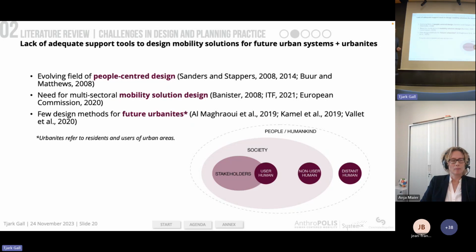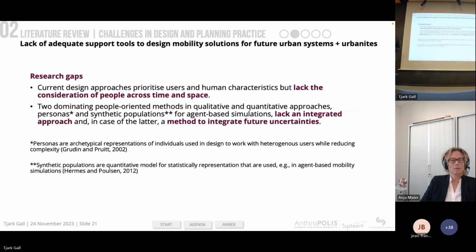The second one is the mobility solution design. As I introduced before, there are a lot of different sectors coming together. You have policy design, product service design, and so on. How can they, in a multi-sectoral approach, be combined? And the last one is that there is this notion of future uses, but it has received very little attention so far, and we wanted to see how we can advance that further.